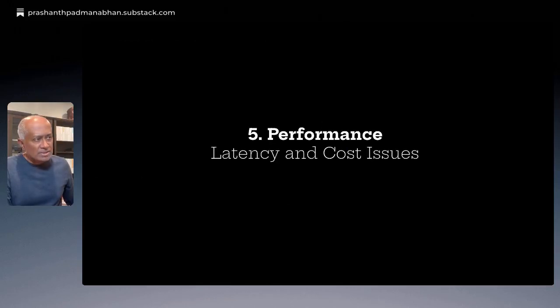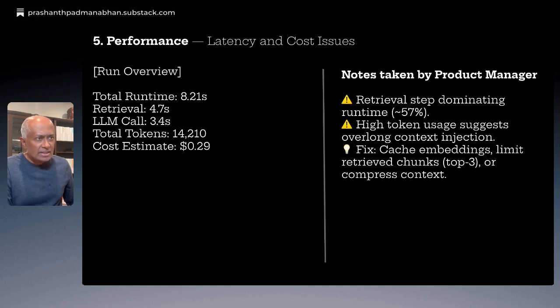Finally, the performance. Yeah, we have to check for the performance. For every AI capability that you have, you will get very specific information about the runtime, retrieval time, LLM call time, total tokens used, and the estimated cost. So when you look at this information, you can decide how you should use that information.